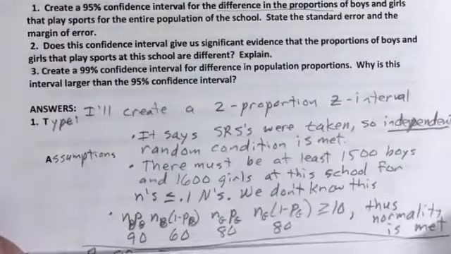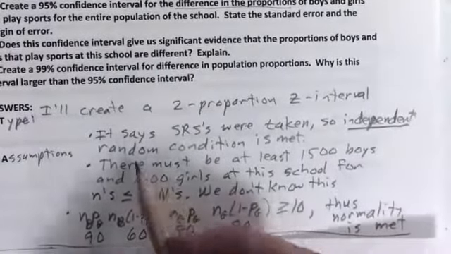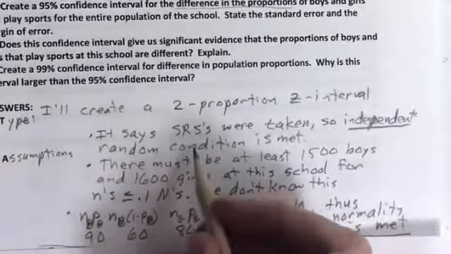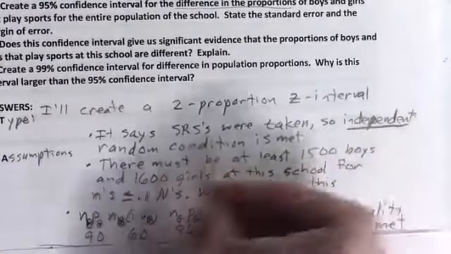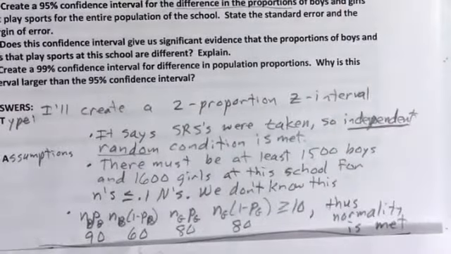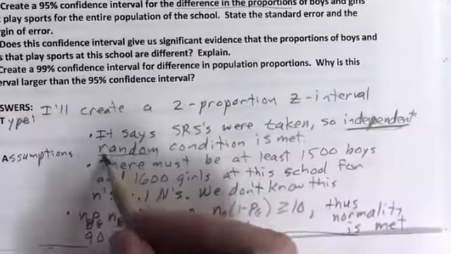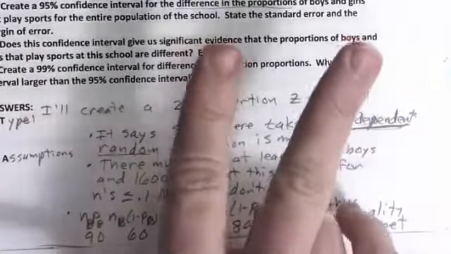And so then we must verify our conditions, which is ISIN. So we would say this: first of all, is it an SRS, or is it random? You would say it says SRSs were taken, so independent random conditions met. You must say independent random conditions met. In other words, there's no reason to believe the samples were influencing each other in any way. But that is a common thing. If you leave out the word independent there before random, you'll get partially correct for your assumptions at best. So make sure on the two sample things that they're independent.